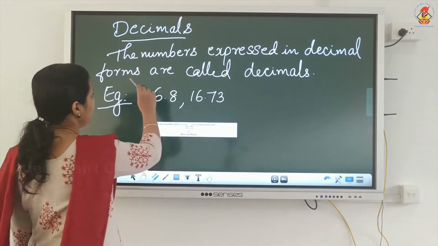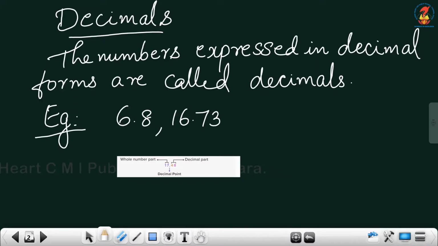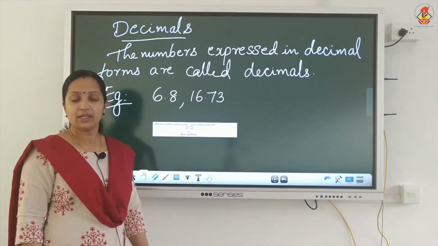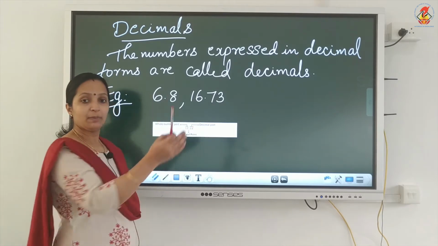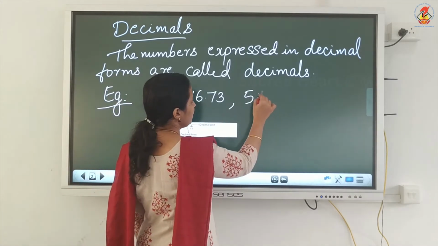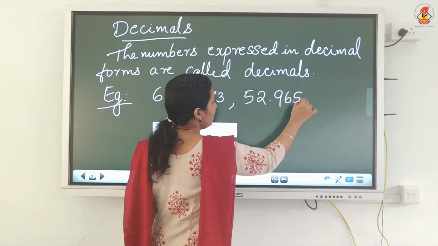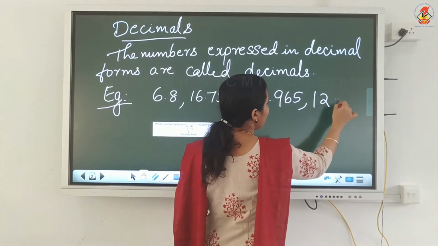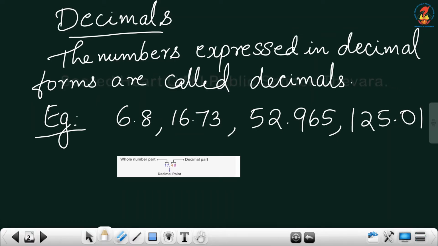Now look at this example. The numbers expressed in decimal forms are called decimals, or decimal numbers. 6.8, 16.73. Always we will read the decimal part independently, that means separately. Don't read it as sixteen point seventy-three, that is wrong. You have to read the decimal part separately, that means sixteen point seven three. One more example, 52.965. One more example, 125.01. These all are examples for decimal numbers, or decimals.